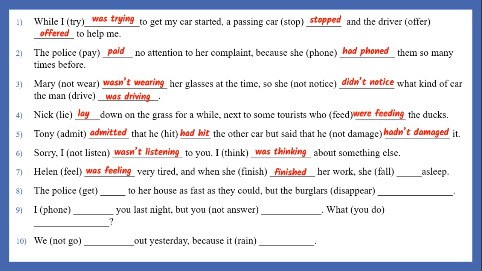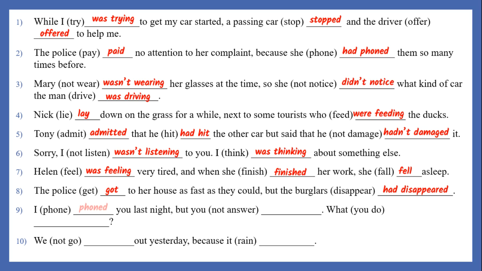Number 7, Helen was feeling very tired, and when she finished her work. Actually, for feel, we generally use the continuous form. We say Helen was feeling very tired, and when she finished her work, she fell asleep, because fell is your main event after finished. Number 8, the police got to her house. This is your main event, as fast as they could. But the burglars had disappeared, because disappearing naturally happened before police getting to the place.